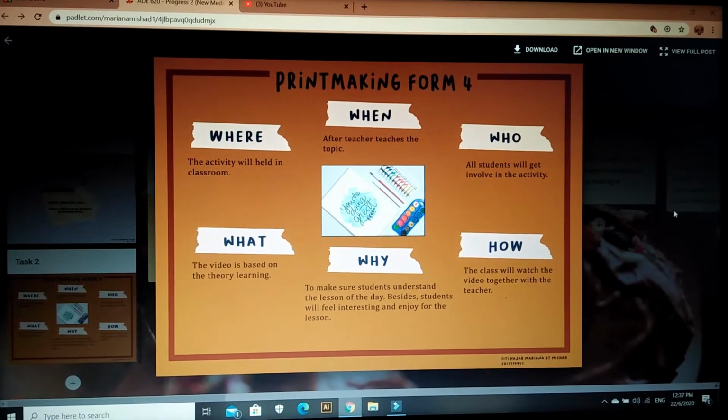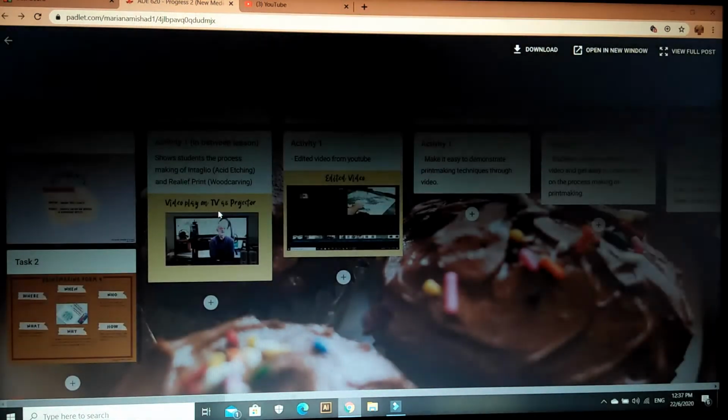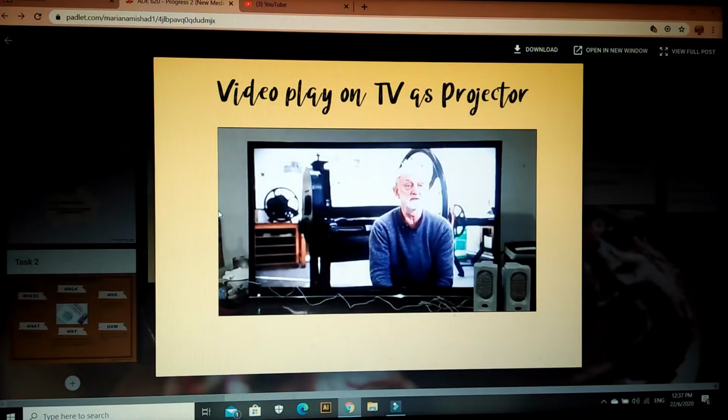Alright, next is the list of activity. So here the list of activity for the video is in between the lesson. It shows students the process of making intaglio, which is acid etching, and relief print wood carving. So this is how it looks like. The video plays on the TV as projected.